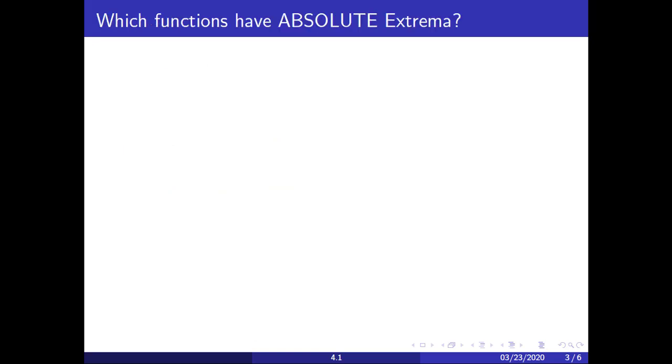Now it is natural to ask under what conditions functions have absolute maximum and minimum values. Take a moment and pause this video to sketch some graphs. Try to draw some graphs that have both an absolute maximum and minimum value. Try to draw some graphs that only have one, and try to draw some graphs that have neither. See if there is any pattern that you notice.